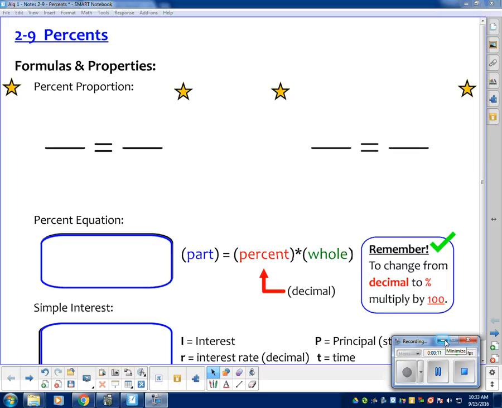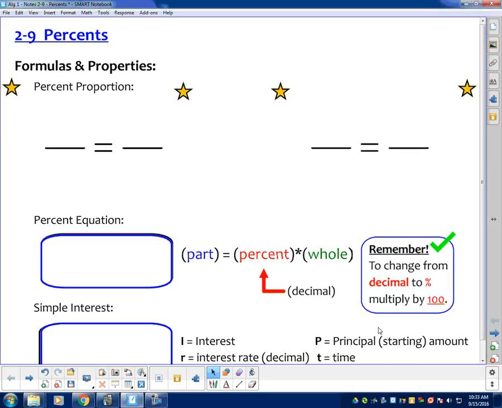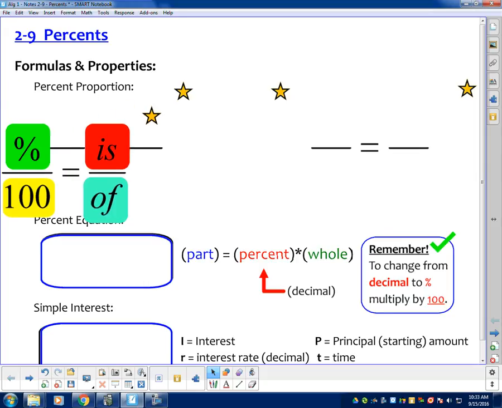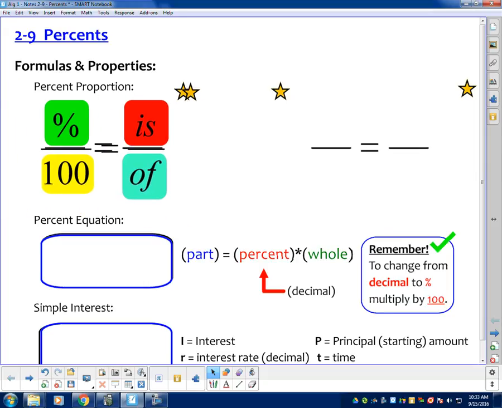Okay, we're going to look at 2.9 today, and these basically fit into proportions. We're writing and solving a proportion to figure out these percent problems. One thing you may have heard before is percent over 100. So if you're given a percentage like 30% or 15%, you put that over 100, that's the left-hand side, or one of the halves of your proportion.